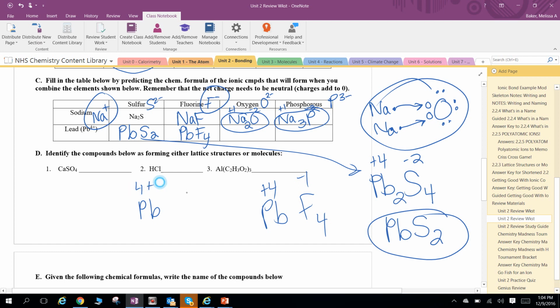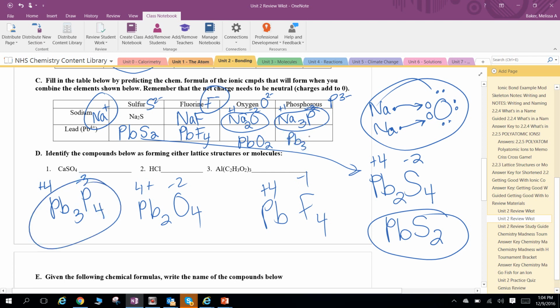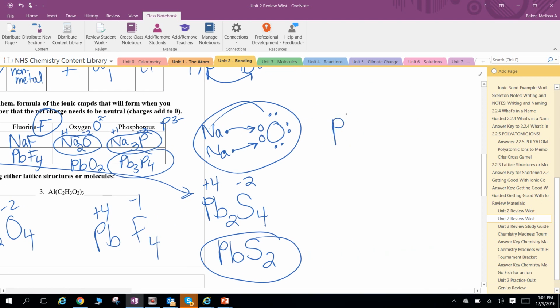This one is similar to the lead and sulfur. So when we combine the 2, we get Pb2O4, but we can simplify that to PbO2. And last but not least, when we combine lead and phosphorus, we get Pb3P4 for our compound. And that one's kind of a fun one to draw out because each lead wants to give up 4 electrons. So I want to give you a visual of how this all works out.